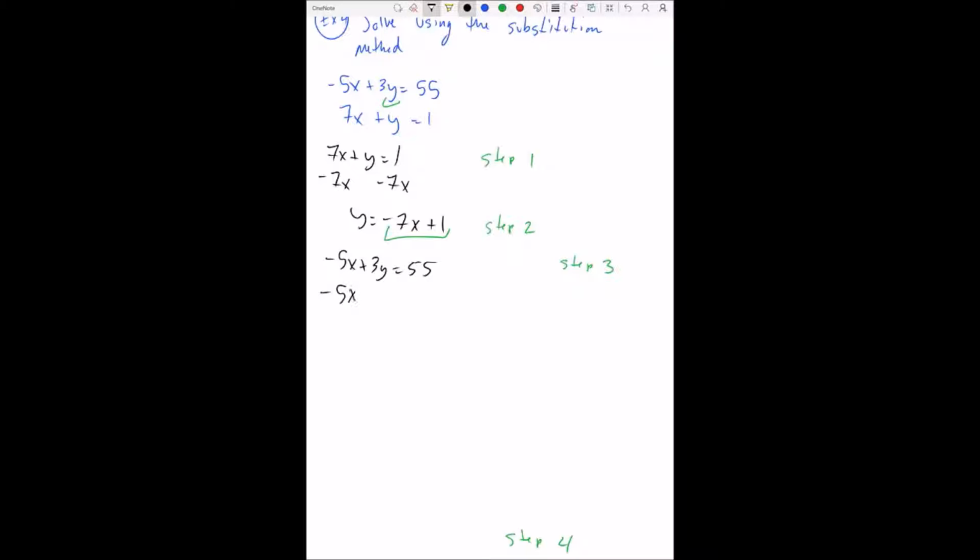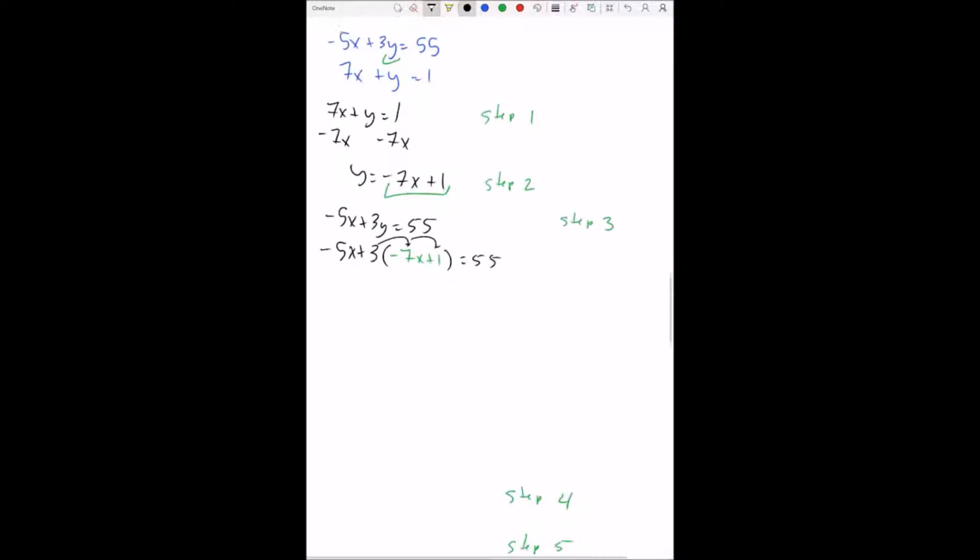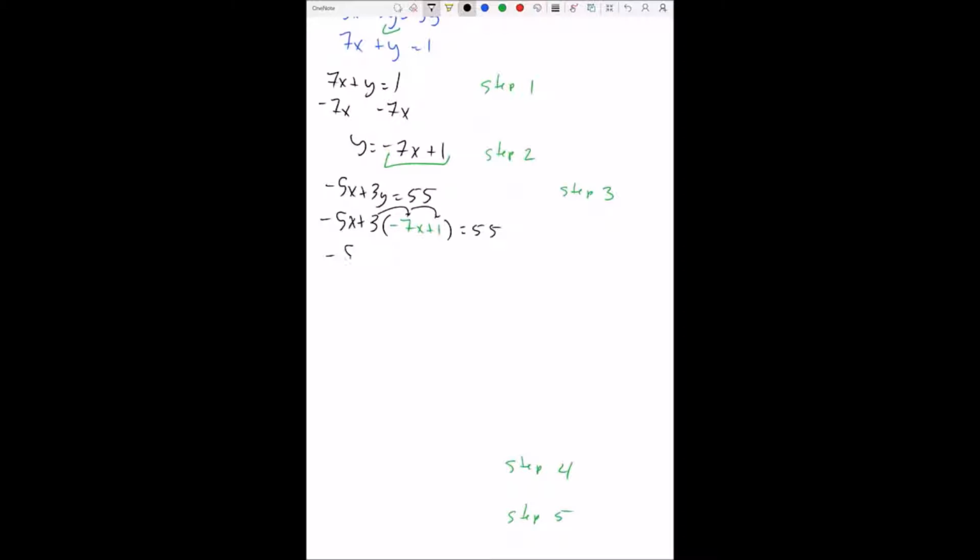So we have negative 5x plus 3y equals 55. So we have negative 5x plus 3 times y, which is negative 7x plus 1, equals 55. So we're going to distribute to solve for the variable. That's step 4. So we have negative 5x minus 21x plus 3 equals 55. So we get negative 26x plus 3 equals 55. We're going to subtract 3 from both sides to get negative 26x equals 52. Divide by negative 26.